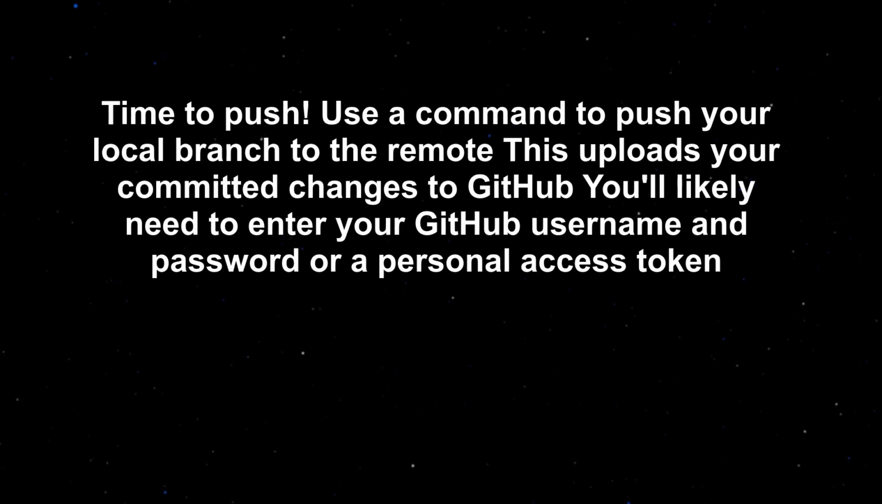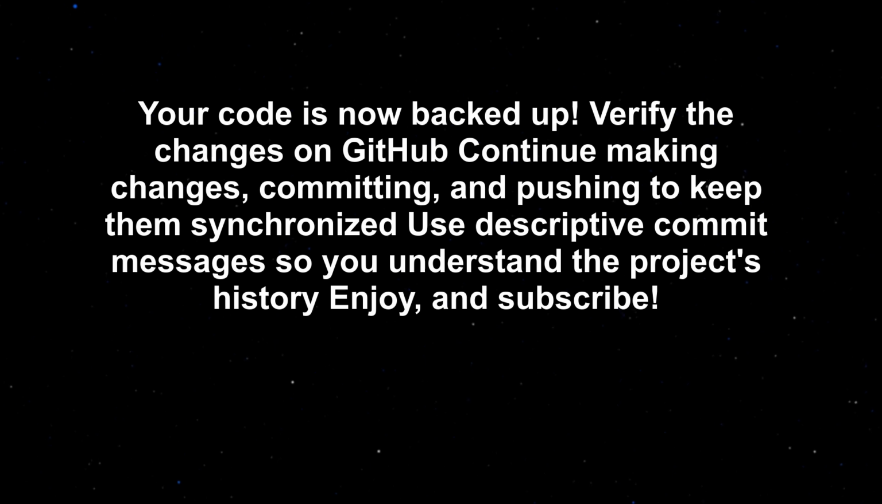Time to push. Use a command to push your local branch to the remote. This uploads your committed changes to GitHub. You'll likely need to enter your GitHub username and password or a personal access token. Your code is now backed up.